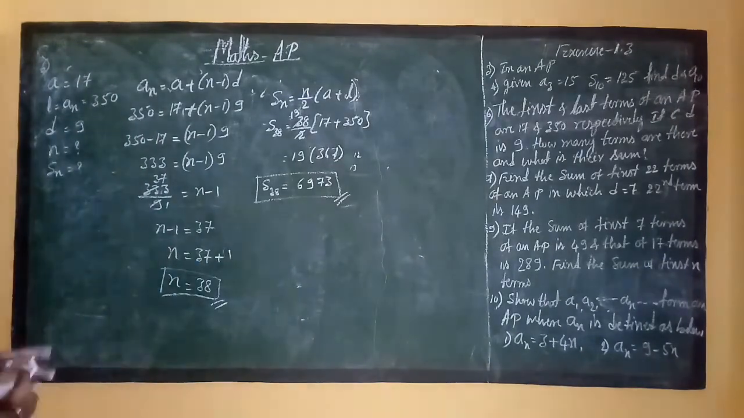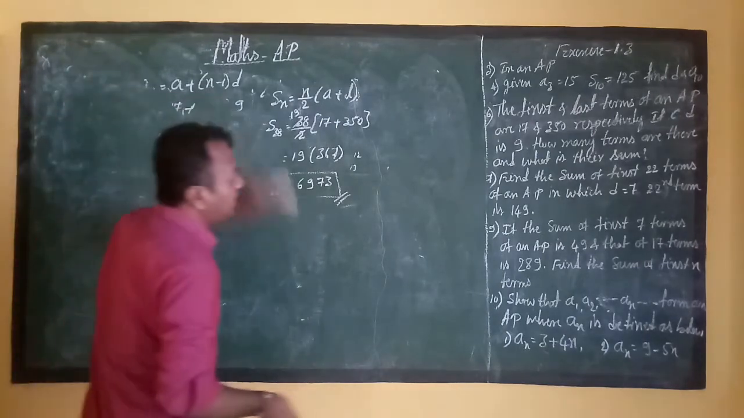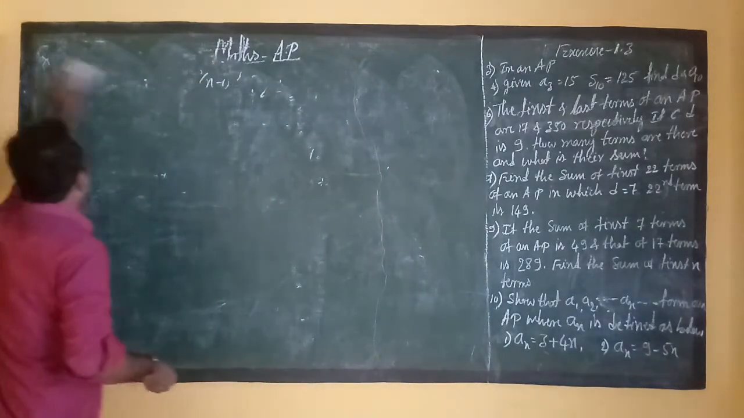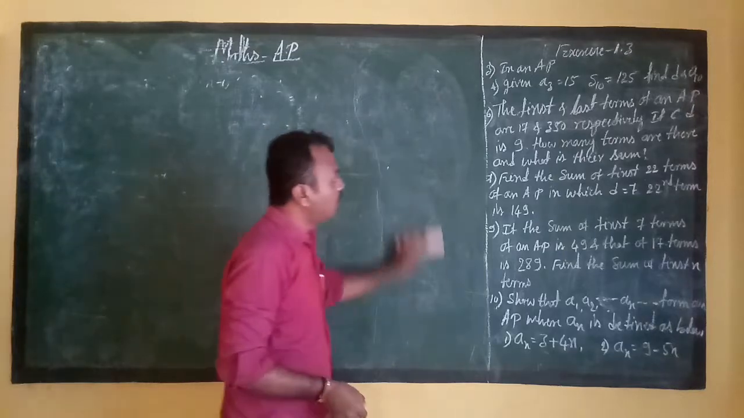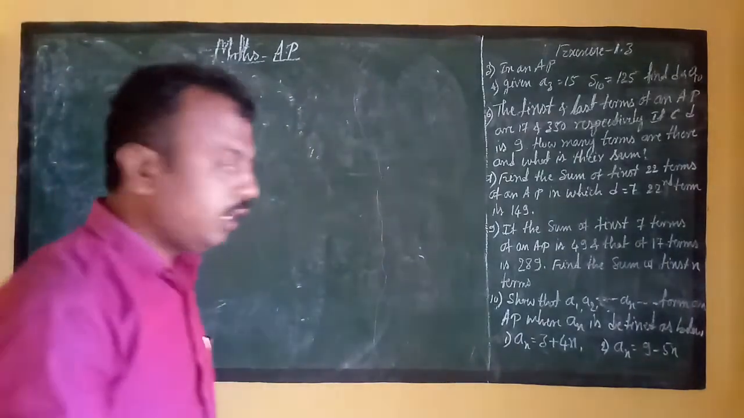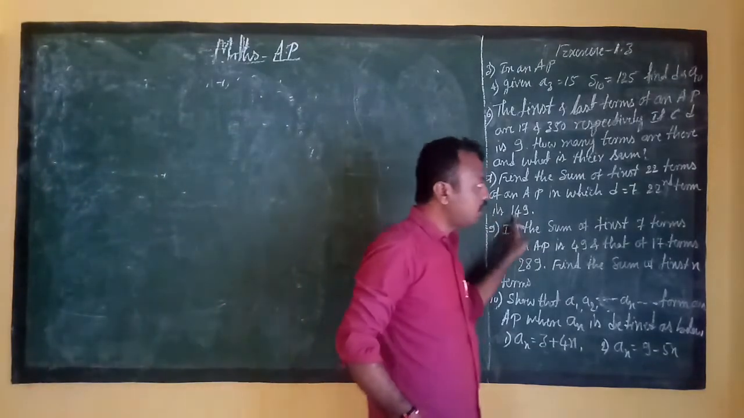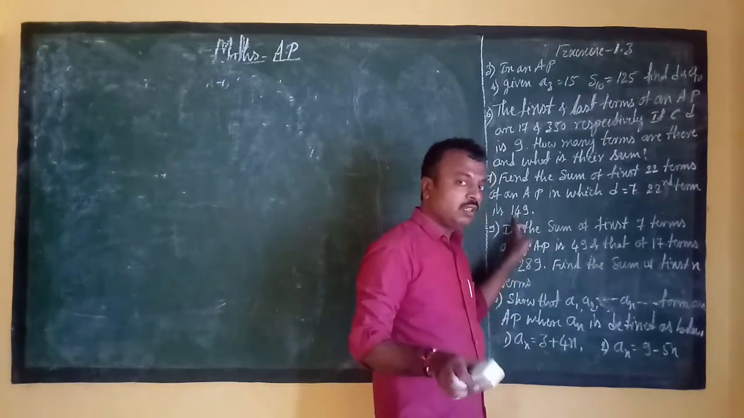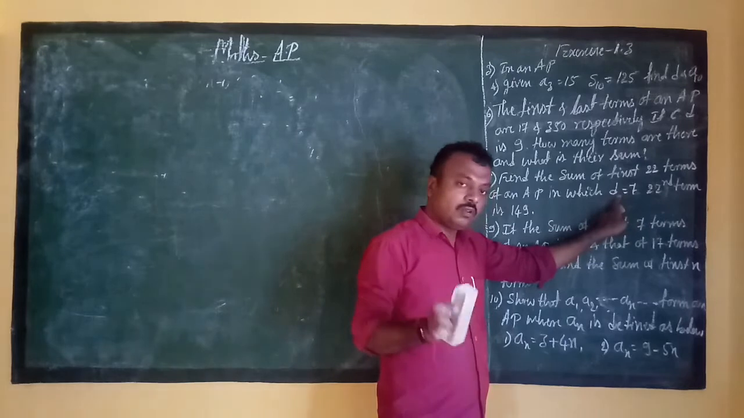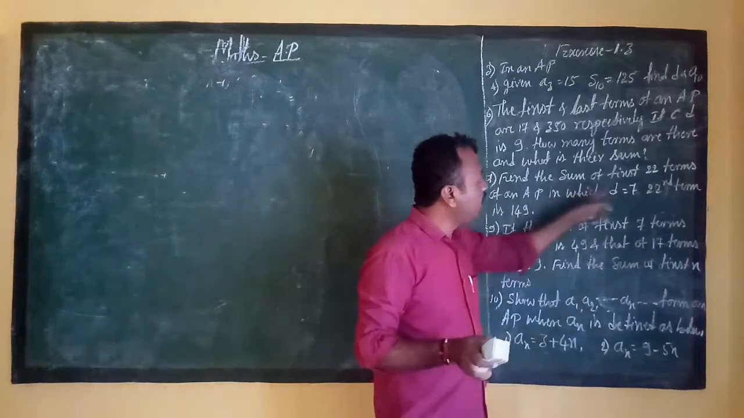Question number 7. Find the sum of the first 22 terms of an AP in which d is equal to 7 and the 22nd term is 149. So here 149 is the last term. They have given the 22nd term as the last term, that is 149. The 22nd term means n is equal to 22, and d is equal to 7. We have to calculate first a and then the sum of the first 22 terms.